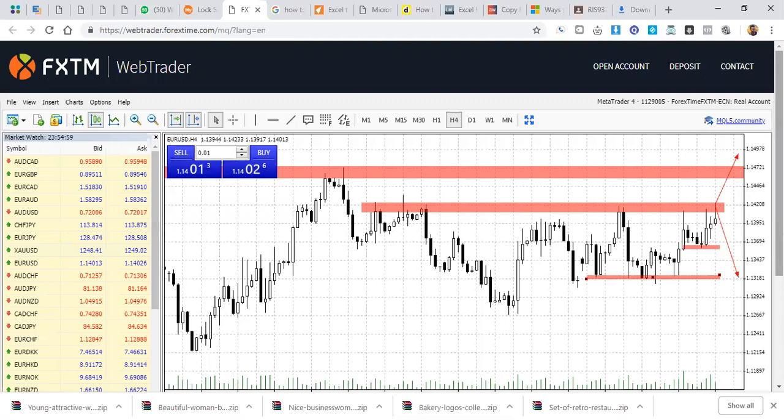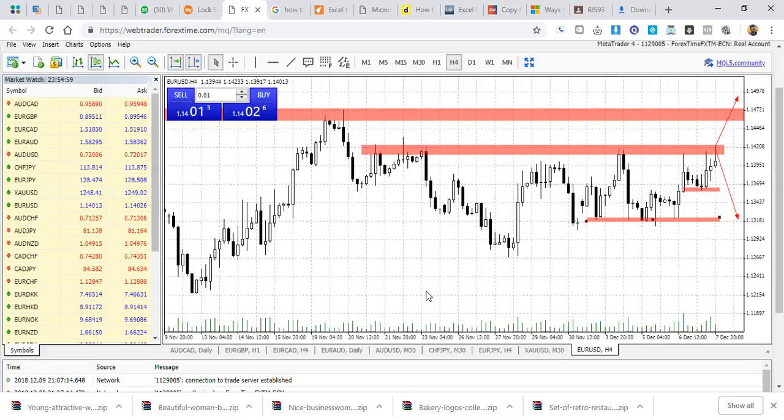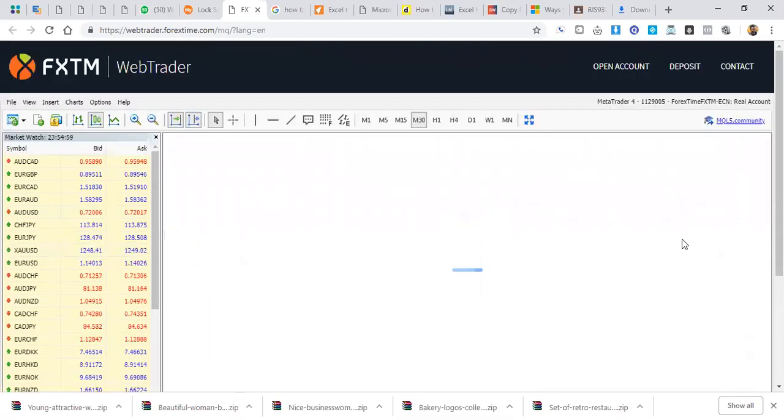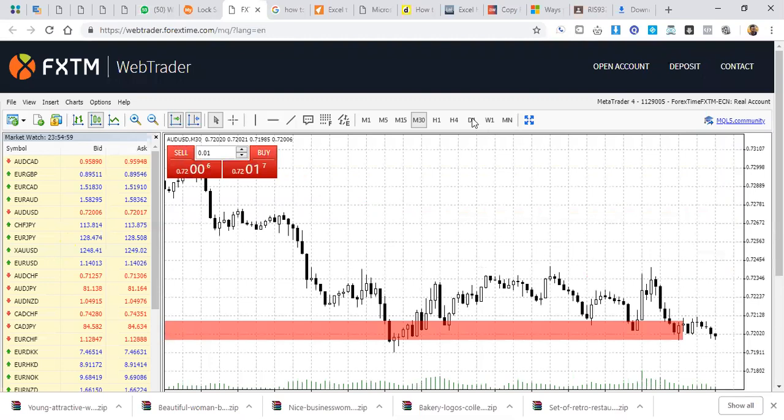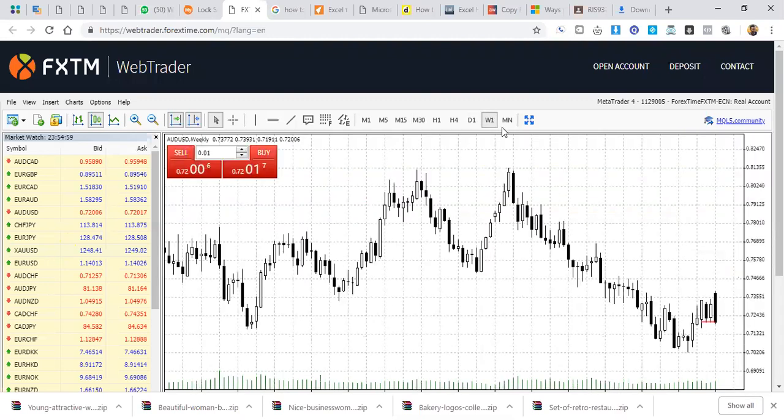Then another pair is AUD USD. So AUD USD, what are we doing on a weekly basis? AUD USD has formed a really strong bearish pin bar. You can see right here, this is very bearish, and it shows that the market was actually pushing downward.